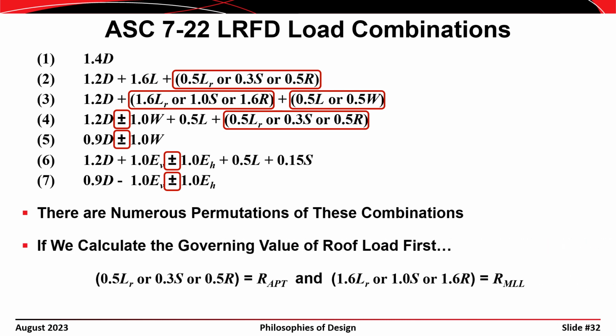One way of simplifying this a bit is if we consider the roof loading as a single variable, defining 0.5 times L sub r or 0.3 times S or 0.5 times R as the arbitrary point in time roof loading, R sub APT, and defining 1.6 times L sub r or 1.0 times S or 1.6 times R as the maximum lifetime level roof loading, R sub MLL.